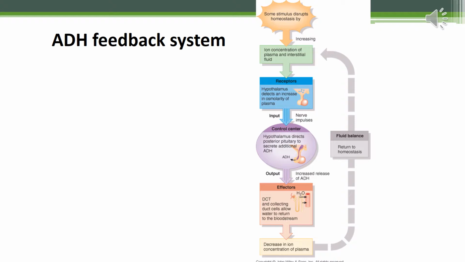This leads to the creation of nerve impulses which go to the hypothalamus and cause it to direct the posterior pituitary gland to secrete additional ADH. This increased release of ADH causes the distal convoluted tubule and the collecting duct to allow water to return to the bloodstream, and this leads to a decrease in ion concentration of the plasma and allows us to return to homeostasis.